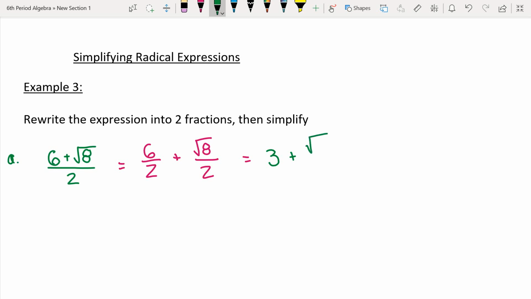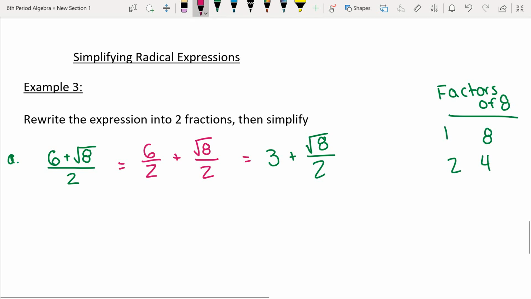Well, if they're not like terms, then you're probably like, Ms. Horner, what do I do? Well, that's a good question. The only thing we can do is try to simplify the square root. So I'm going to list out the factors of 8 and see what I can do with that. Factors of 8 include 1 and 8 and 2 and 4.